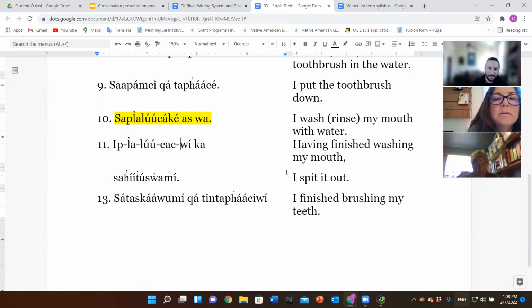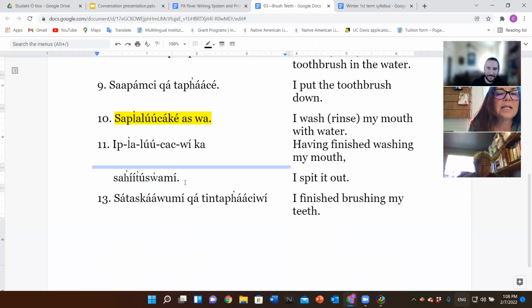ip la lu we, and then ga, not ga but ga. This is why you got to get the Q down, because ga is a separate word from ga. And then Sahi Uswami. Oh no, that's the next. No, that is the same sentence.